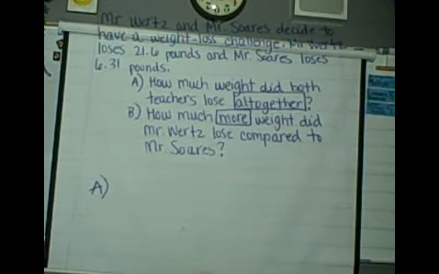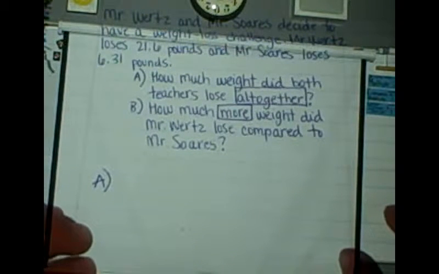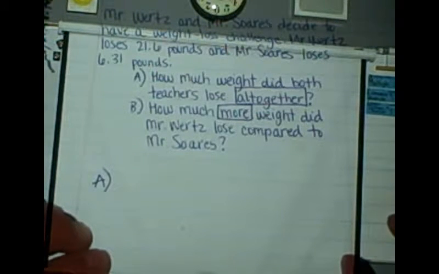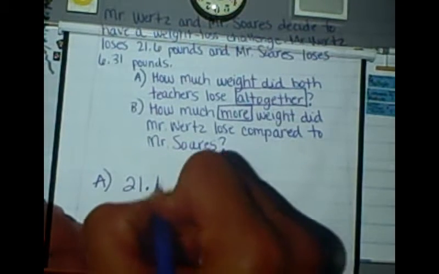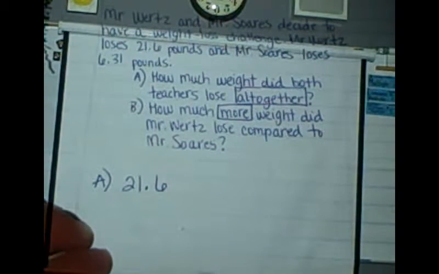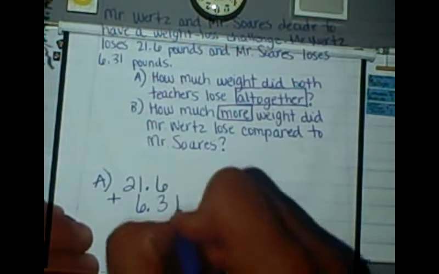When adding and subtracting decimals, hopefully you recall that the most important thing about adding or subtracting decimals is that the decimals line up. So, we should have taken the amount of weight that Mr. Wirtz lost, which was 21.6, and added to that the amount of weight that Mr. Suarez lost, which was 6.31 pounds.